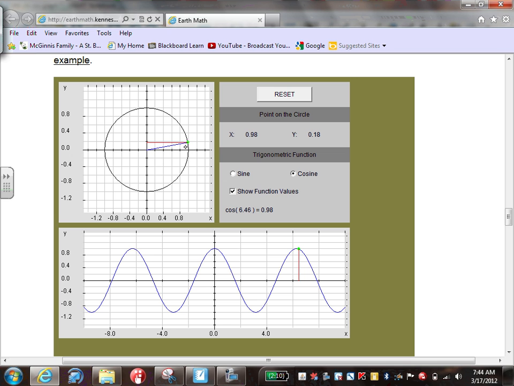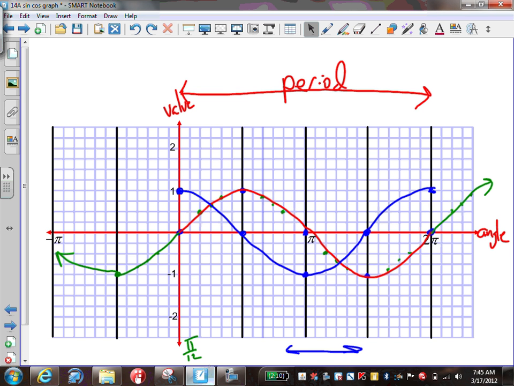Okay, so this is a nice graph that shows the relationship between a unit circle and the sine function and cosine function in real time. Okay. All right, so that's really all this video shows, is just introductory to the functions of sine and cosine.